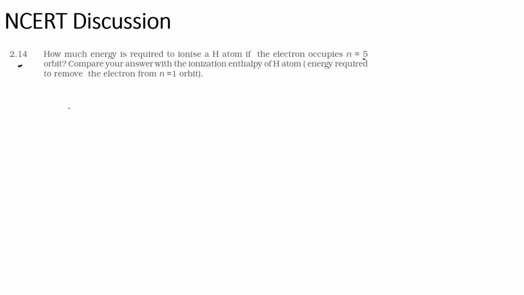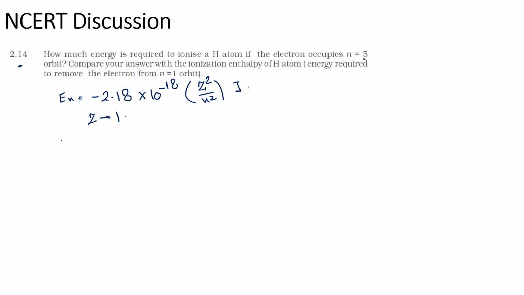Okay. So as per Bohr's theory, the energy for hydrogen-like atoms is given by minus 2.18 into 10 to the power minus 18 into Z square by n square joules. So this is the expression that we use for the energy of an electron. For hydrogen, this Z is going to be 1.